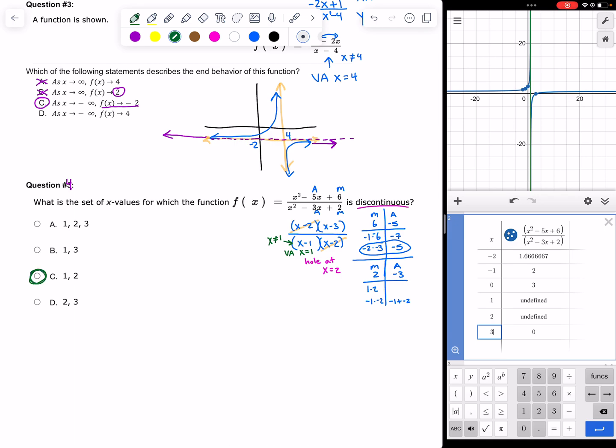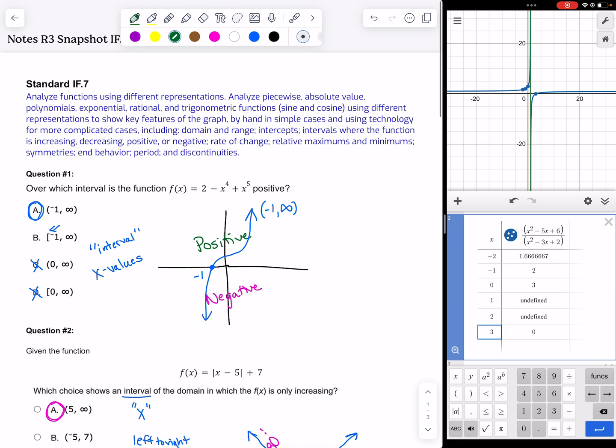All right, so I think that is it for standard IF.7.